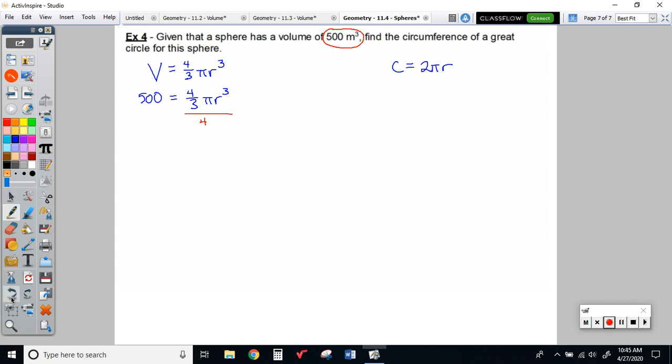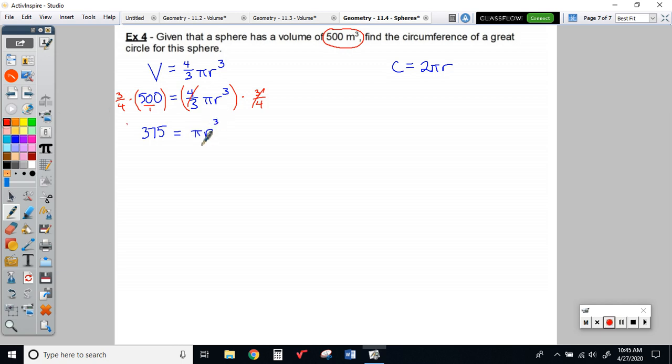But to make things a little easier to deal with fraction-wise, I can multiply by the reciprocal. Dividing by 4/3 is the same as multiplying by 3/4. If I do that on that side, I have to do that on this side. So if I multiply 4/3 times 3/4, they cancel. It's just 1. And if I multiply this out, 1,500 on the top divided by 4 ends up being 375. So I've got exactly 375 would be pi r cubed.